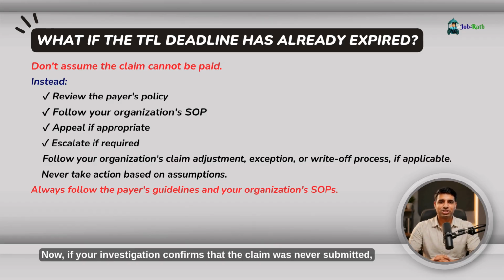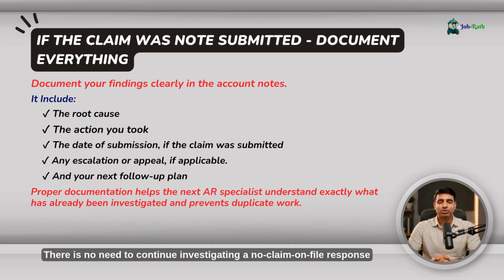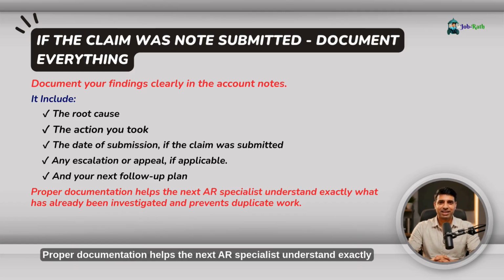Now, if your investigation confirms that the claim was never submitted, your root cause has been identified. There is no need to continue investigating a no claim on file response because the payer never had the opportunity to receive the claim. Simply document your findings clearly in the account notes. Include the root cause, the action you took, the date of submission if the claim was submitted, any escalation or appeal if applicable, and your next follow-up plan. Proper documentation helps the next AR specialist understand exactly what has already been investigated and prevents duplicate work.